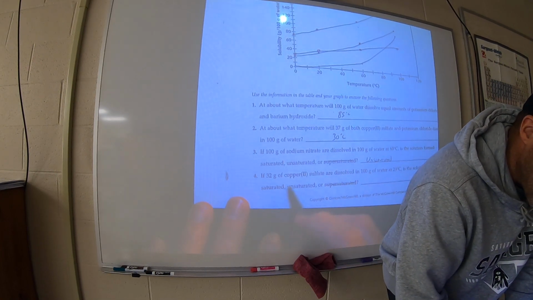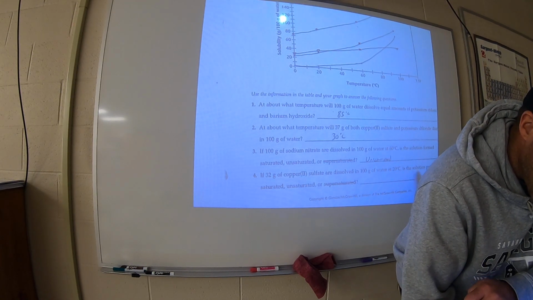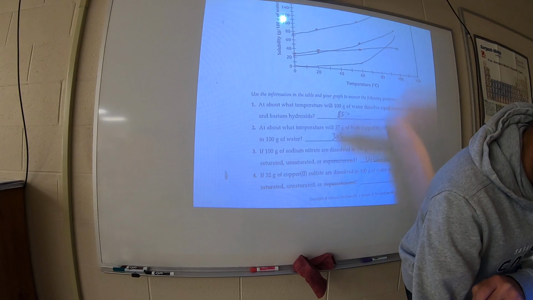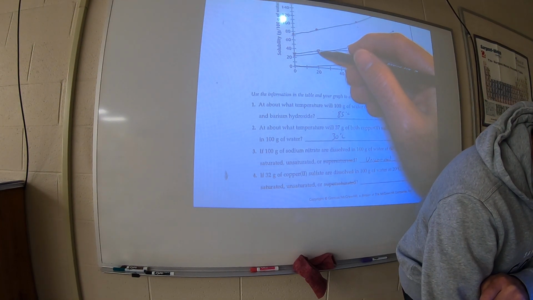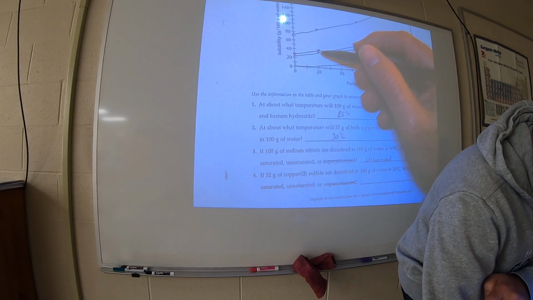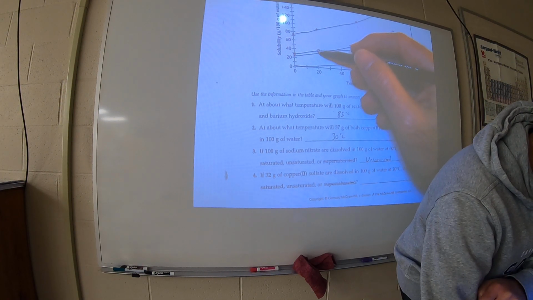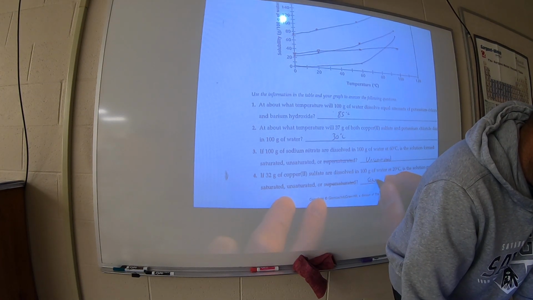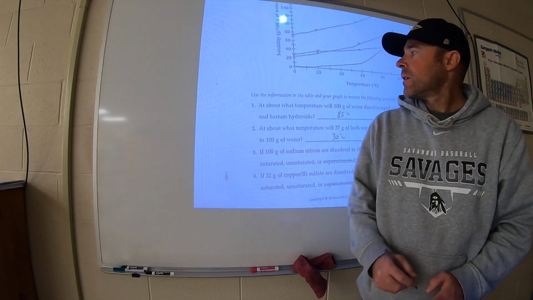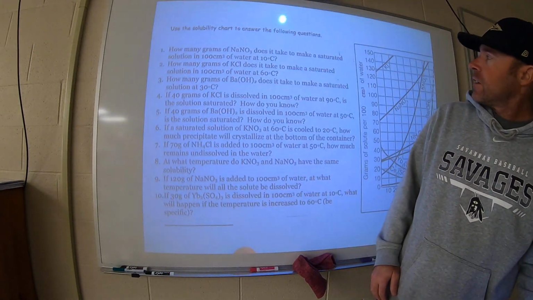And then if 32 grams of copper 2 sulfate is dissolved in 100 grams of water at 20, what type of solution is produced? So 32 grams at 20 of copper 2 sulfate. That's exactly on this X here. So if it's on the line, it's saturated. So let's flip it over to the back. There are some questions here to answer over this graph.